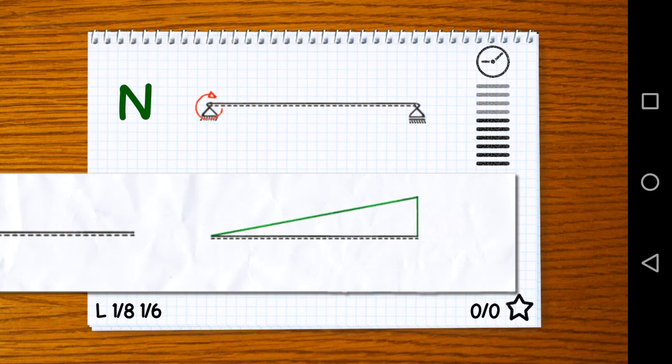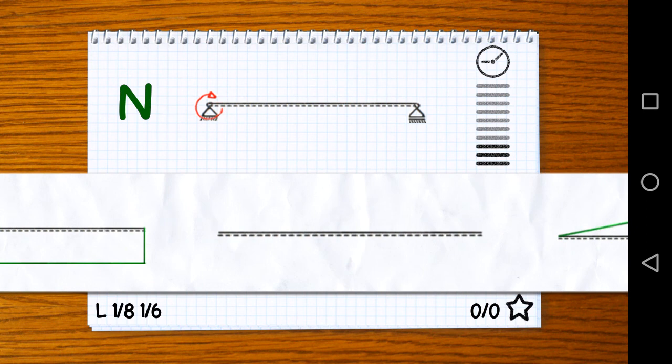So what does that mean? In this beam, we're only going to have bending moments. This beam is neither compressed nor stretched. That means that for the normal forces, it's zero. Nothing is going to happen there.